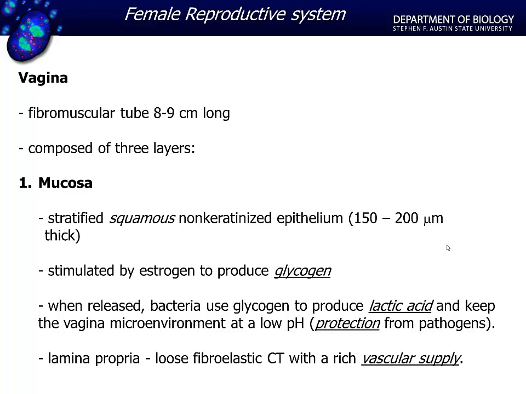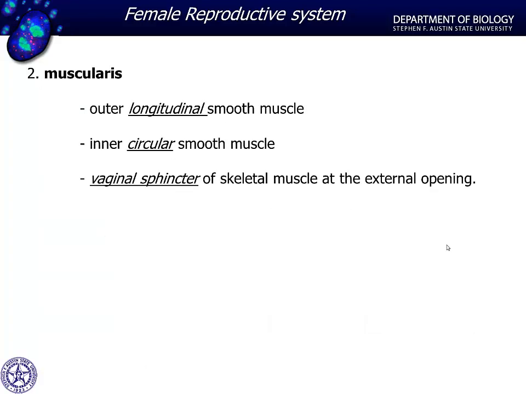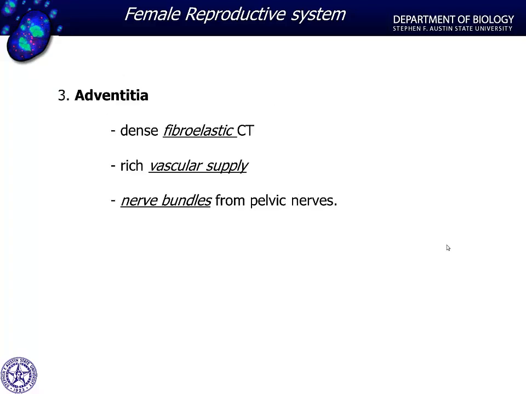Lamina propria, loose fibroelastic connective tissue, will have a rich vascular supply going to the epithelium. The muscularis layer, again, we're going to have an outer longitudinal, inner circular, but we're also going to have a skeletal muscle portion to the muscularis, and this is going to be at the external opening. This is going to represent the vaginal sphincter muscle that's present at the very opening of the vaginal canal.